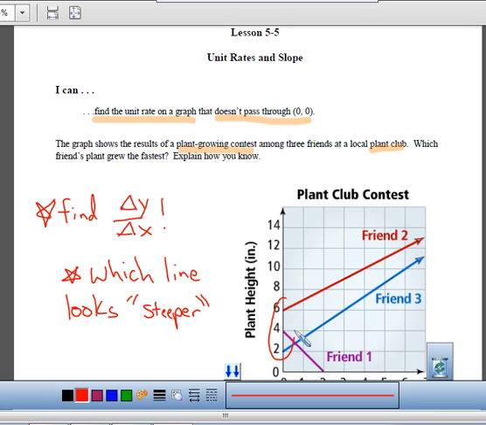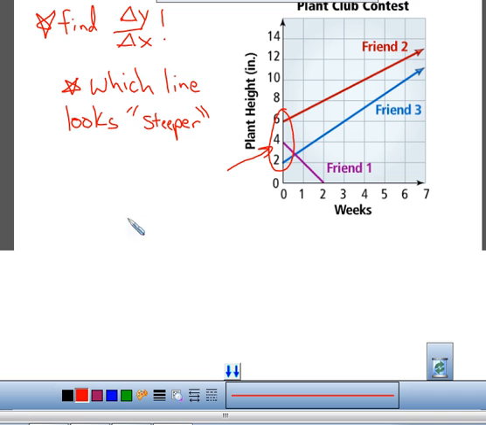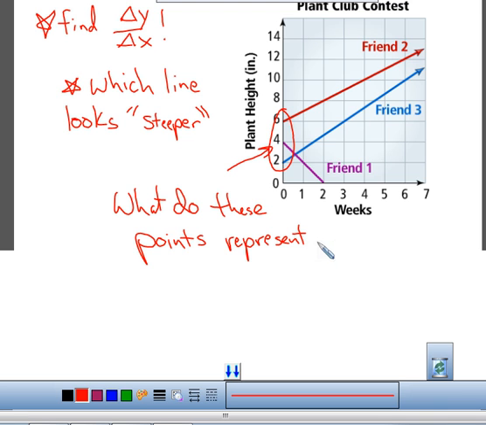Something else I want you to keep in mind is, what do these points here represent? What do they mean? So write this down. What do these points represent, or what do they mean? We're going to talk about that in this video. Alright, so this is our example. We have this over on page 25 also.